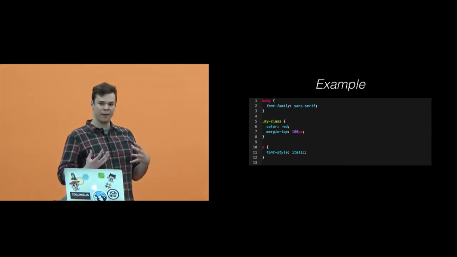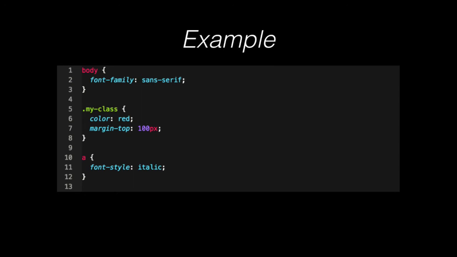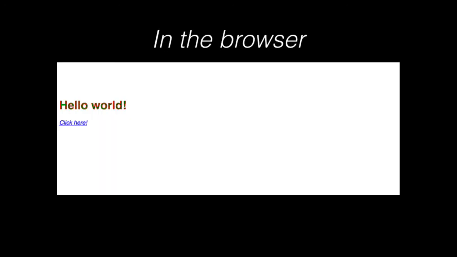When the DOM and the CSS object model are merged together in the browser, it looks a little something like this. So now you can see your text is all sans serif. Your title is red and a little bit down. And this is italicized, your little a tag there.